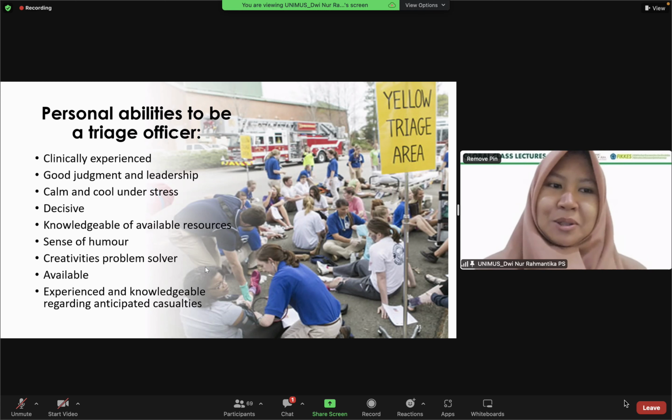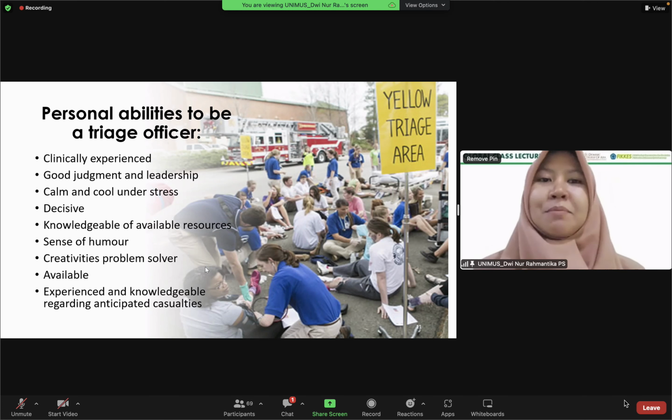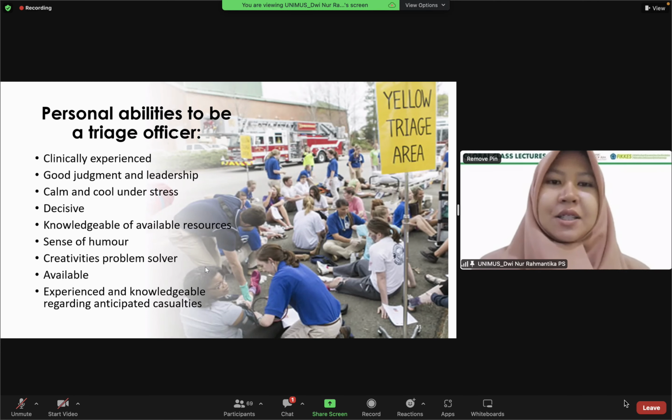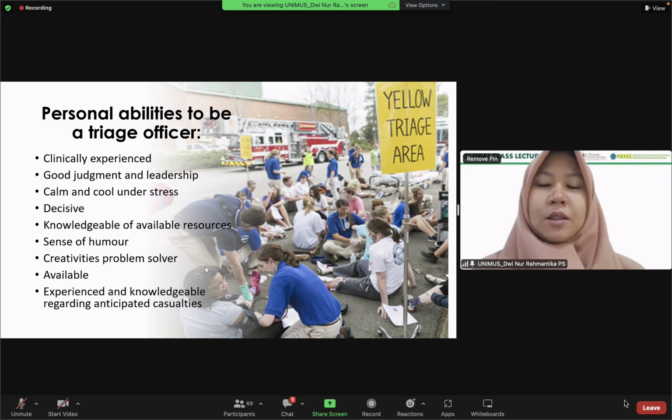And of course, we should be calm and cool. Even if we must hurry, being cool and calm makes our cognition still well done, good and decisive. We should be able to make a good decision and be knowledgeable of available resources. We should know well what our resources are, because the point in disaster triage is that we should effectively use our limited resources with a large number of people.